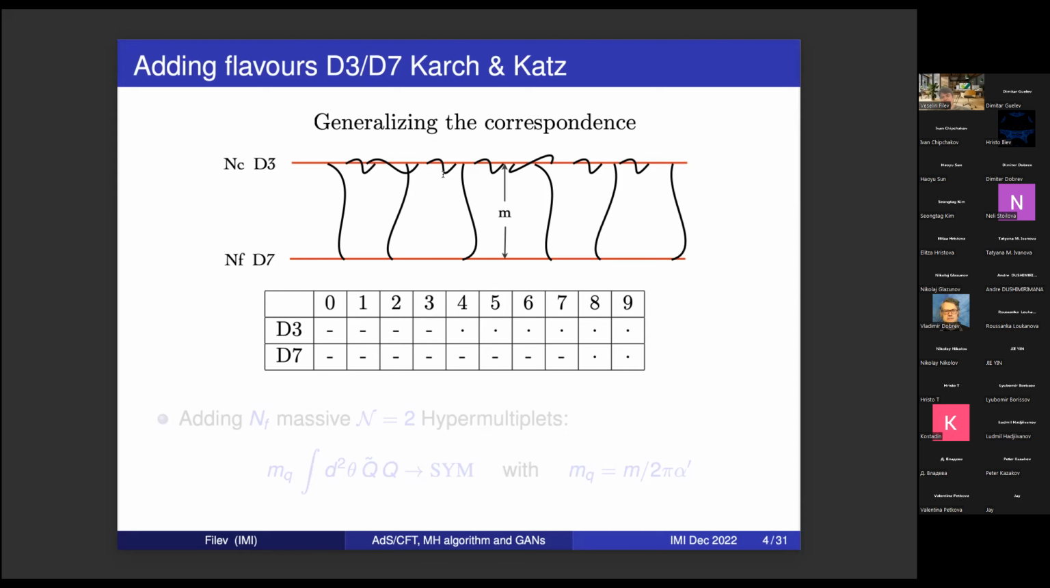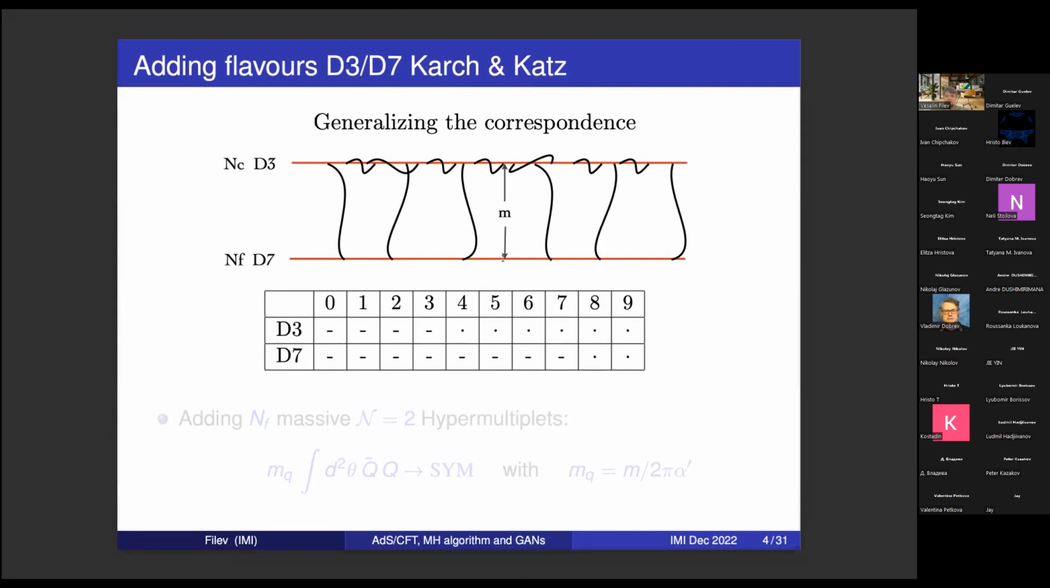One of the indices, the one that ends on the D7 brane, becomes now a global index, it becomes the global flavor symmetry. The other is just the single index that participates in the fundamental representation of the gauge group. Okay, and I should say that the gauge fields transform in the adjoint representation. Now, the string stretched between the D3 and D7 branes corresponds to the mass. And there is this correspondence between these two theories. And in this way, you can actually introduce flavors.